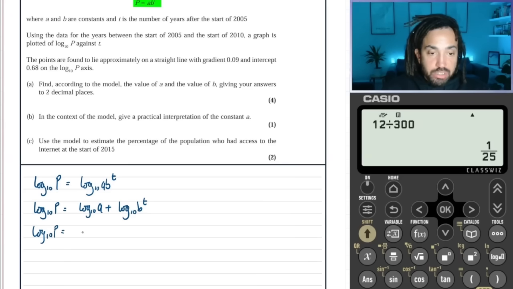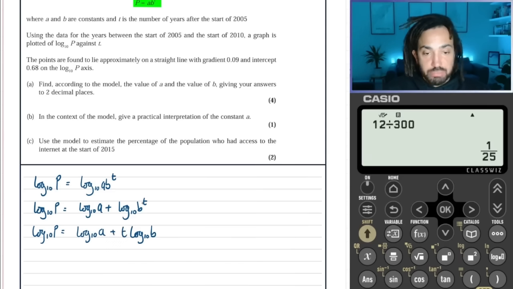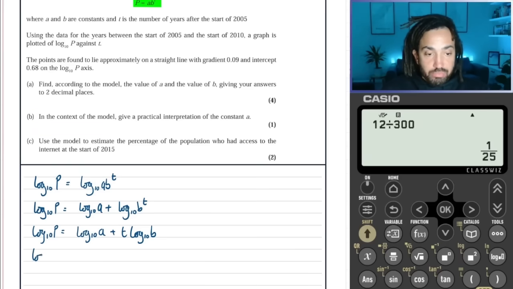Okay, and then what we can do is we can bring the t down like so. Again, using log laws, if we've got something to the power, then that could come down to the front, become the coefficient of the log.